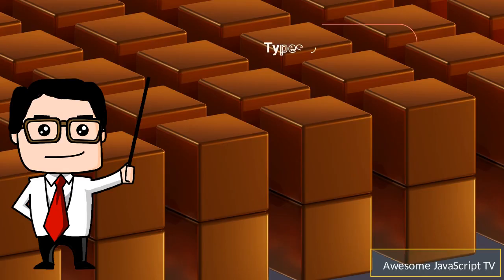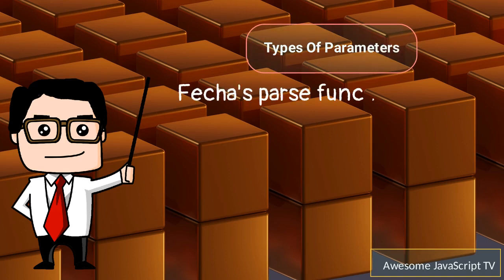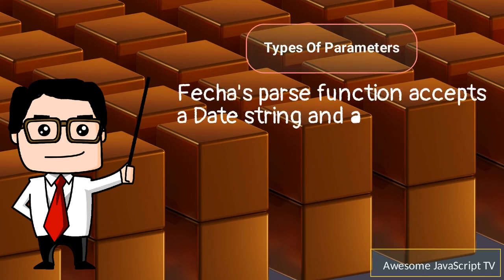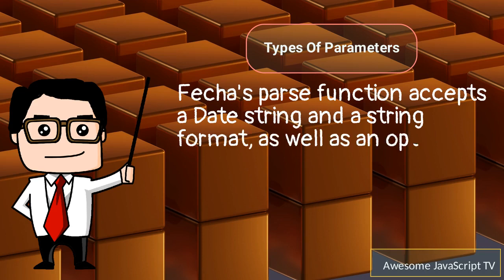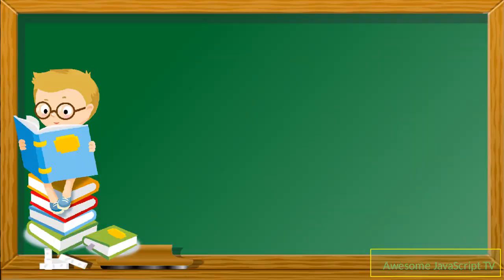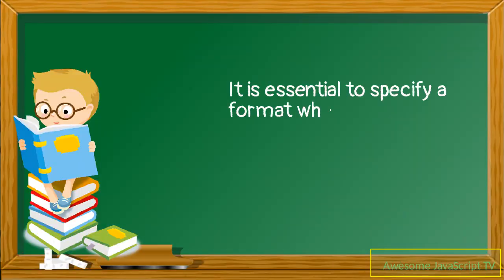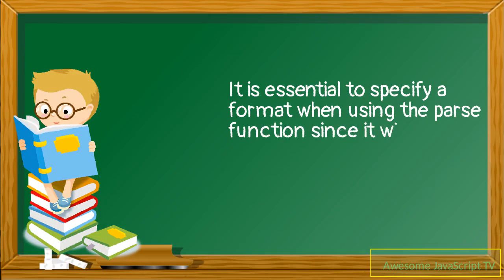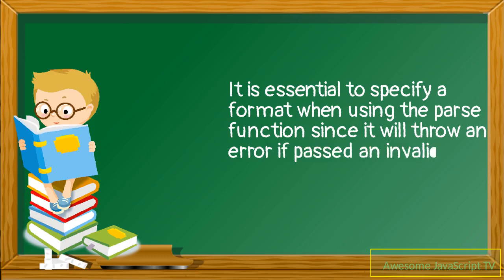What types of parameters are used by Fecha's parse function? Fecha's parse function accepts a date string and a string format, as well as an optional I18N internationalization object. It is essential to specify a format when using the parse function, since it will throw an error if passed an invalid string format or a missing format.